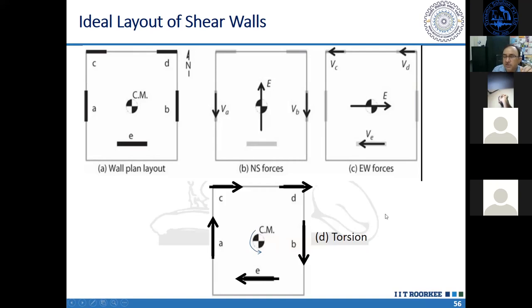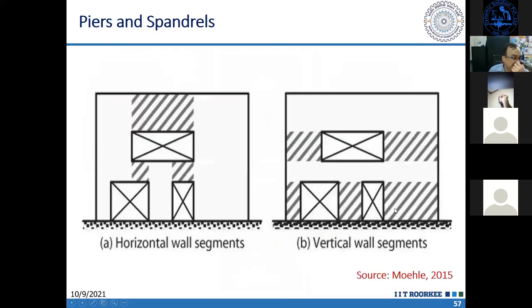It will be governed by the functional design. So depending on the functional design, you decide, but your effort should be to provide these shear walls in such a way that you get the maximum torsional rigidity, and at the same time, the shear walls should be torsionally balanced so that there is no accidental eccentricity.